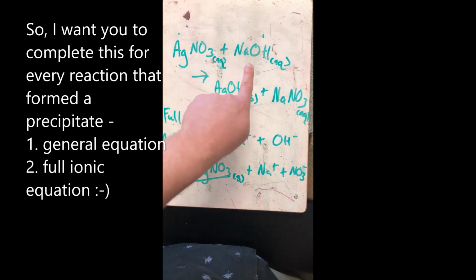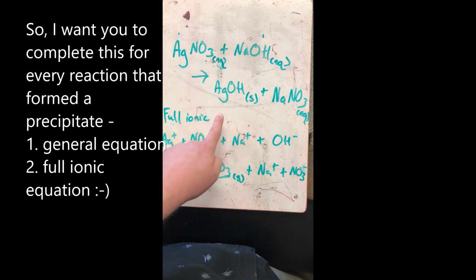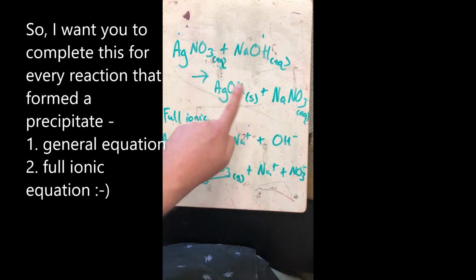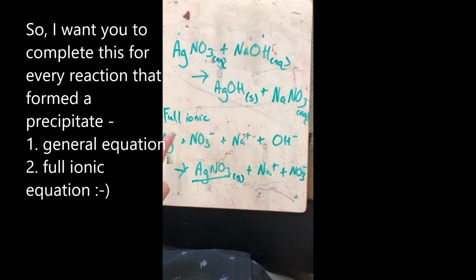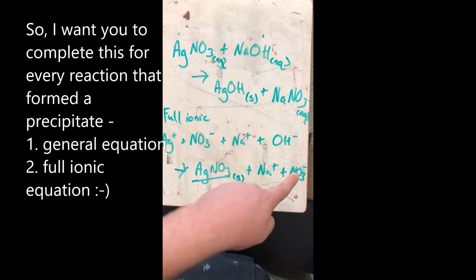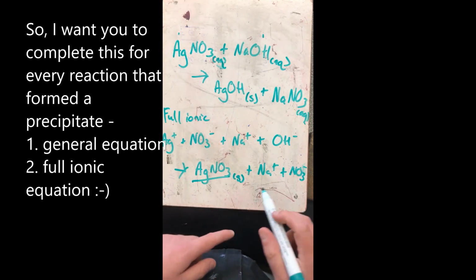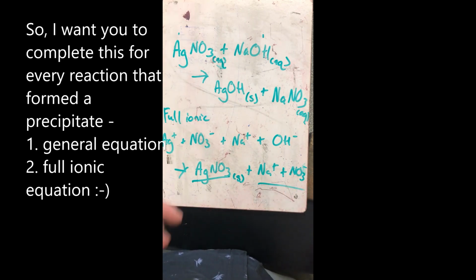So silver nitrate plus sodium hydroxide becomes silver hydroxide plus sodium nitrate: aqueous, solid, insoluble. Full ionic: ion, ion, ion, ion reacting together, both were colorless liquids. You get silver hydroxide out of it, which is a solid, plus sodium and nitrate ions. And guess what? They stay in solution because they have not been precipitated out.